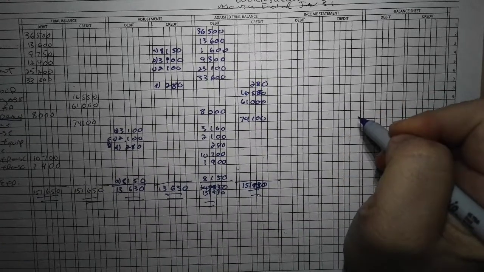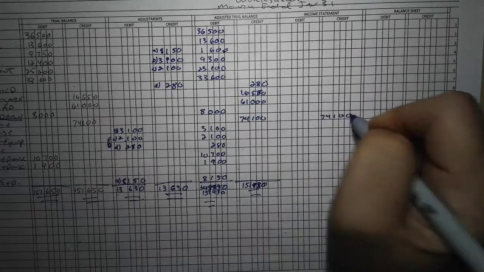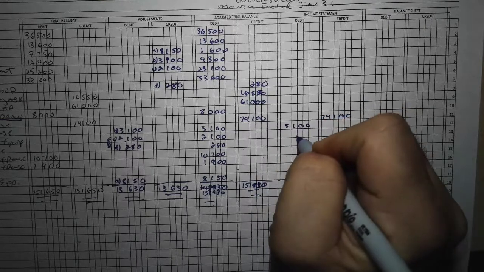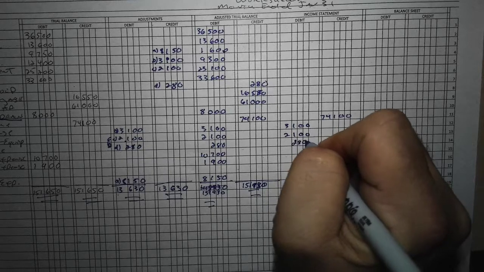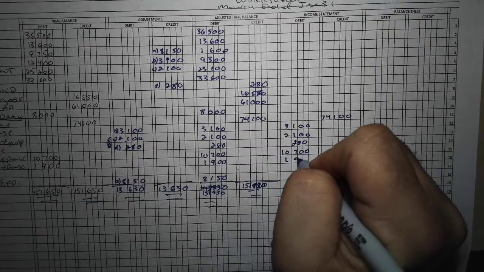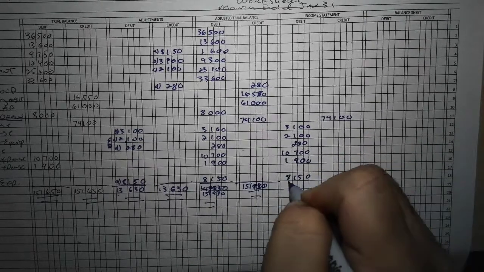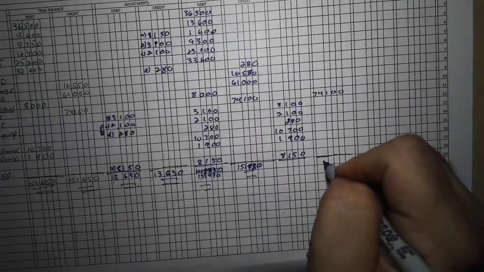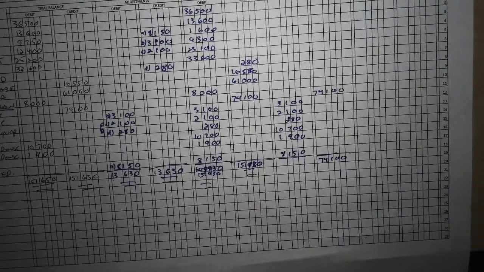On the income statement side, the revenue will go first, 74,100, and then I'm just going to list my expenses: 3,100, 2,100, 280, 10,700, 1,900, and 8,150. All right, so I'm going to go ahead and find out my net income. I'm going to bring this down, 74,100. And then minus all my expenses should give me my net income.